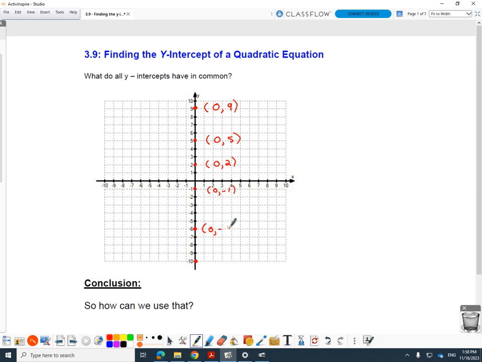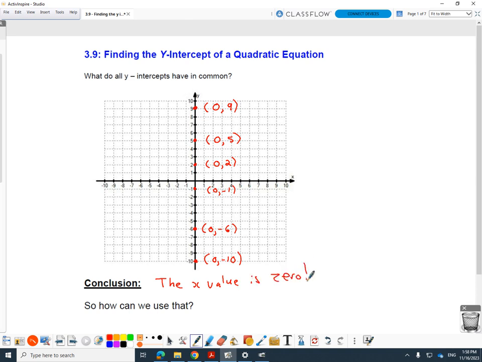I hope at this point you're now bored with my example. You're like, we got it. What's the conclusion here? I was asking, what do all y-intercepts have in common? What's the same about all? The x value is 0.